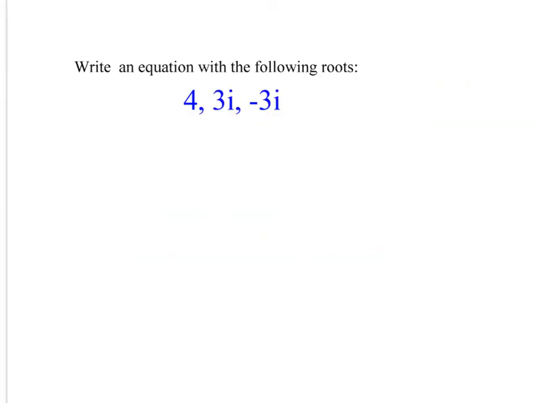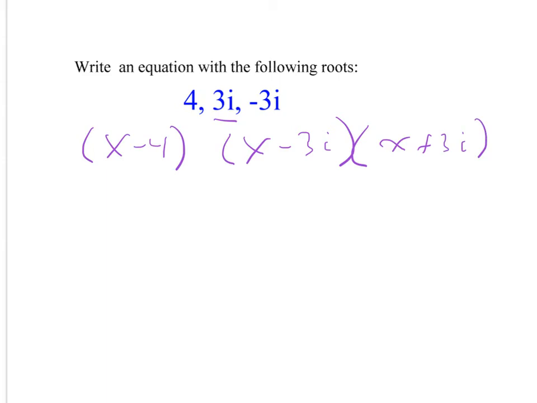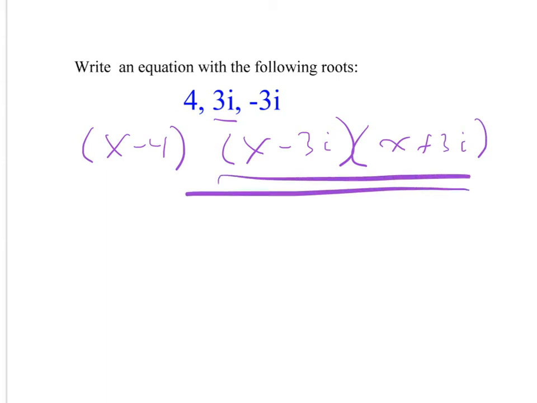So if we're looking at this problem right here, write an equation with the following roots. I know there are going to be three factors. My first factor is x minus 4. That's going to come from the 4. I also have a factor of x minus 3i. That comes from the root of 3i, and I'm also going to have a factor of x plus 3i. The easiest thing to do right now is use our sums and products and take these two factors, and as opposed to foiling them, we're going to use our sums and products to come up with the quadratic factor.